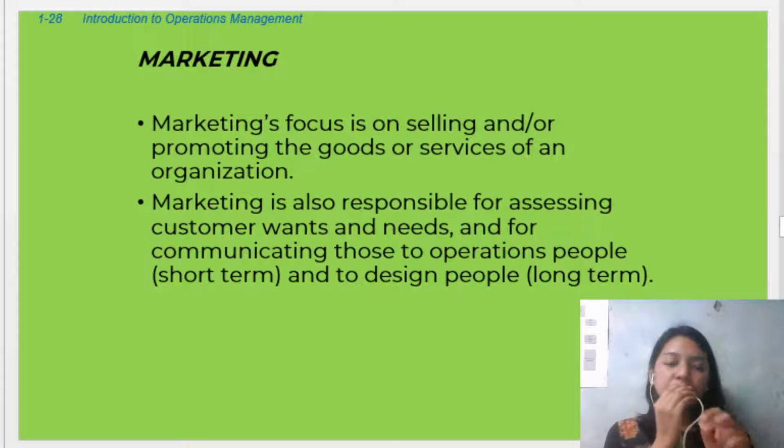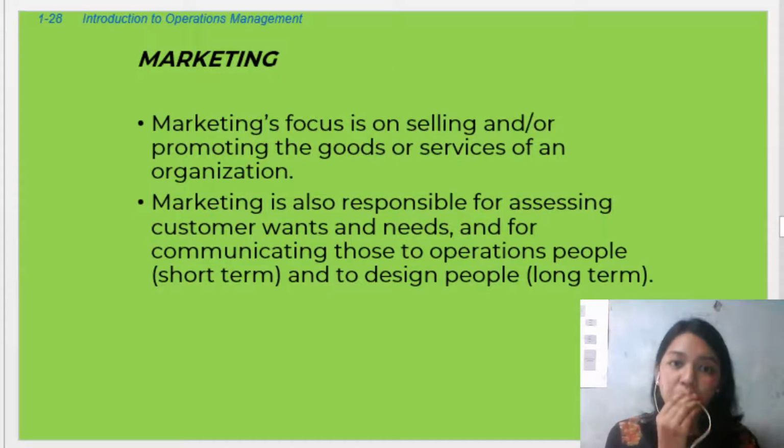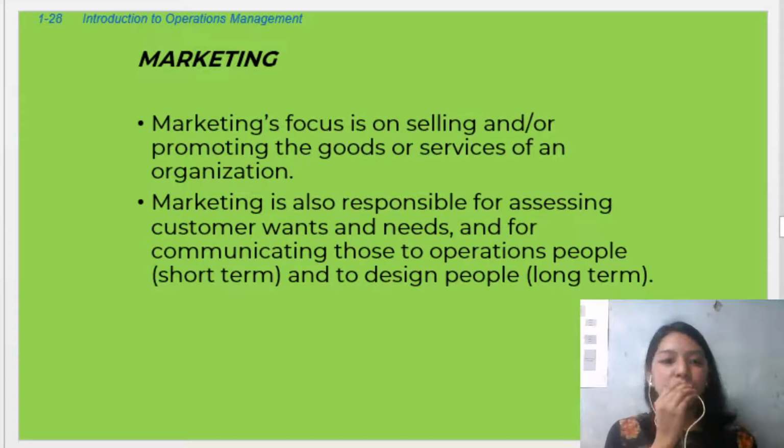But what is important in marketing is that the marketing department is responsible for assessing customer wants and needs and for communicating those to operations people. Okay? Mapa short term man or long term yung demands. So, those who study demand and supply are the job of the marketing department. Okay, kailangan nilang alamin ano yung in demand ngayon, and if they already studied about that, they need to communicate that to people in the operations management, okay?